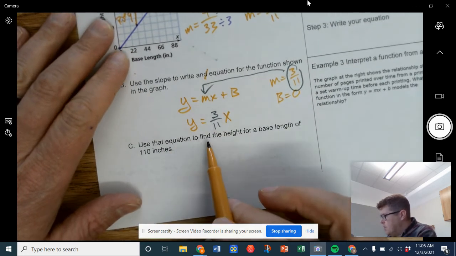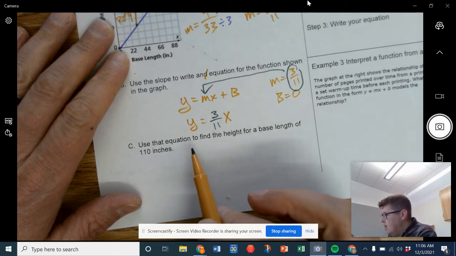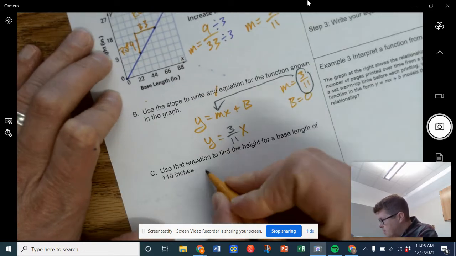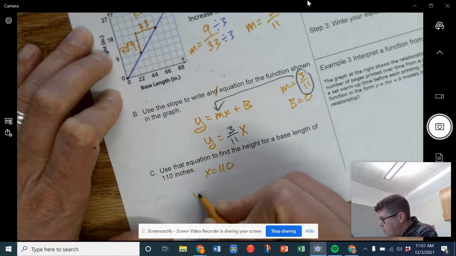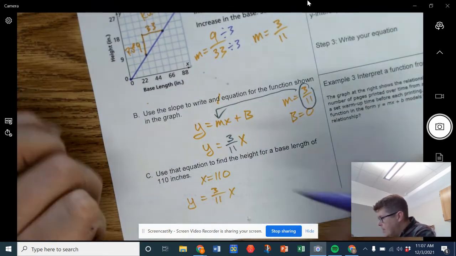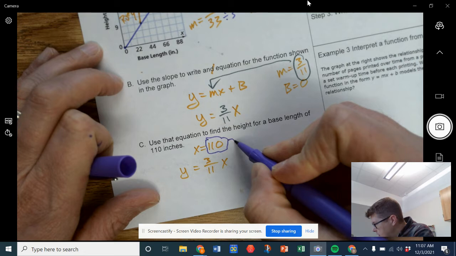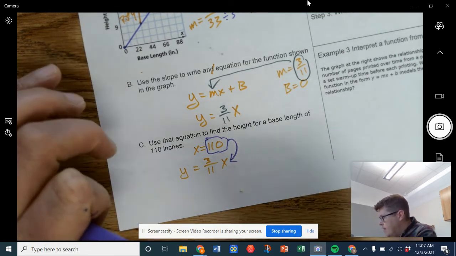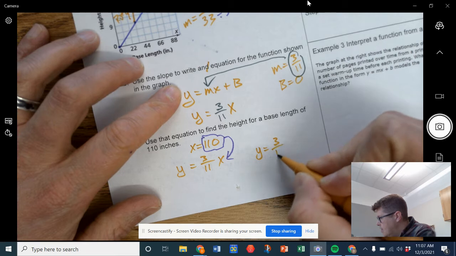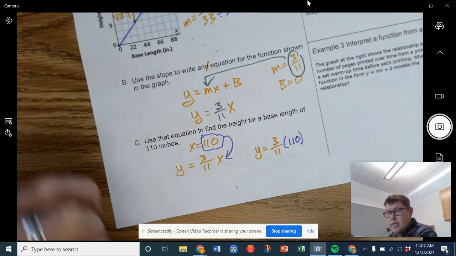And we're going to use that equation to find the height for a base length of 110 inches. Remember, base length is our x values. So we have our x value of 110, and our equation of y equals 3/11 x. We're going to take this 110 and plug it in to that value of x. So we get y equals 3/11 times 110.